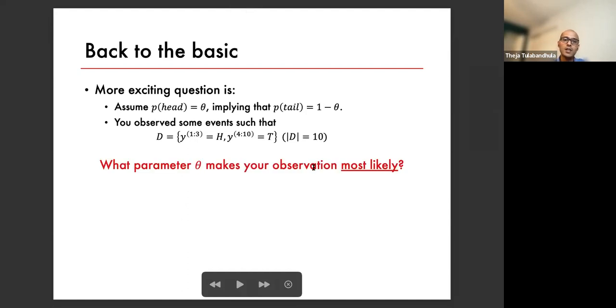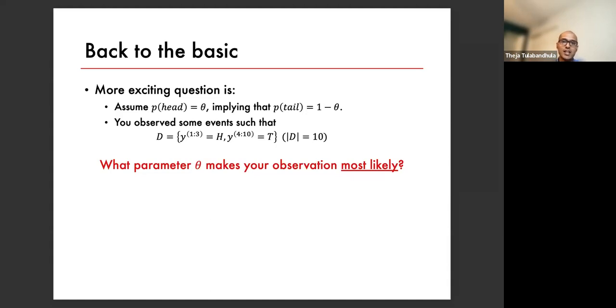Now, what we want to answer is, I don't know what the bias of the coin is, but here's the data that we observed. Given the data, tell me what is the theta that makes the most sense. In other words, what parameter theta makes my observation of these heads and these tails the most likely? So that's the question. That's exactly the statistical question.